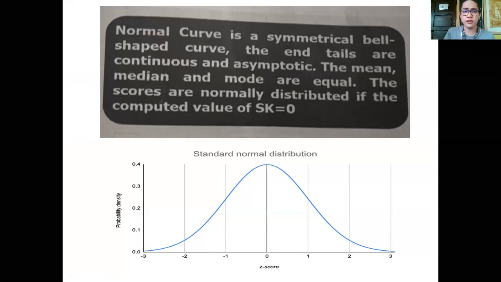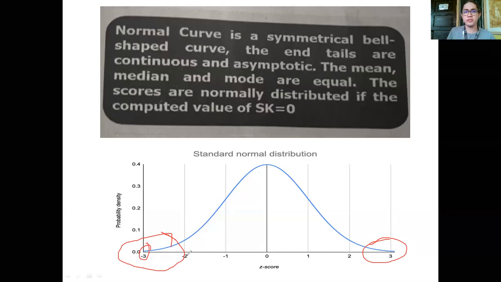The end tails are continuous and asymptotic. What do you mean by asymptotic? It will almost cross the line, but it never touches it. As you can see, I'll highlight this one. This is the one that I am trying to imply. See, this is asymptotic. It's the end tail of it. See? It never touches the horizontal line, but it's just getting closer and closer.